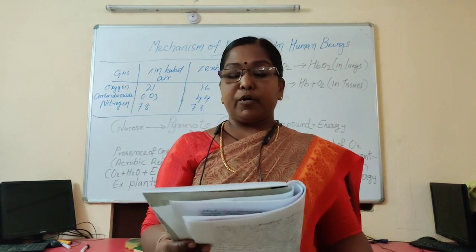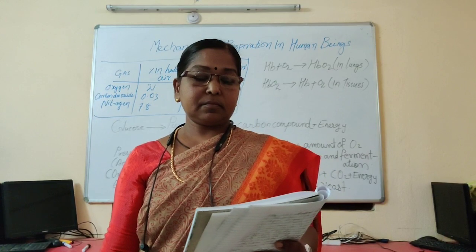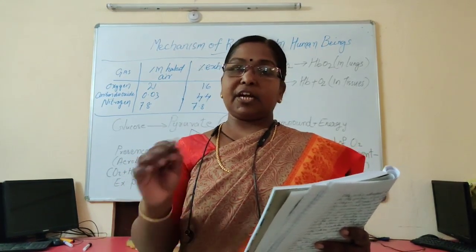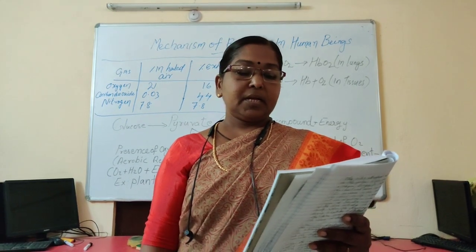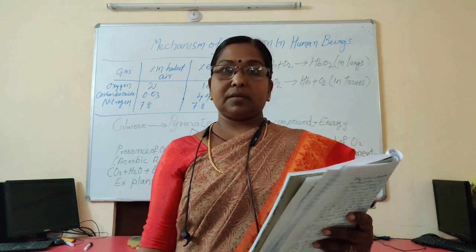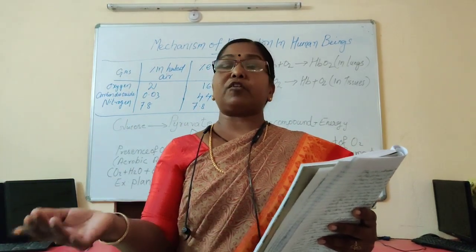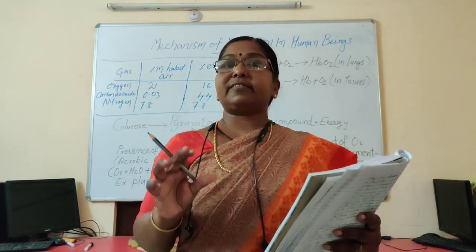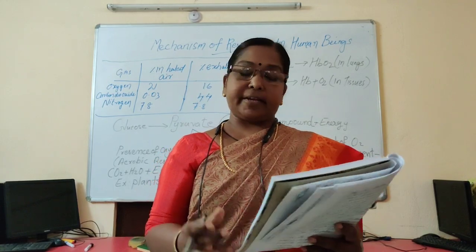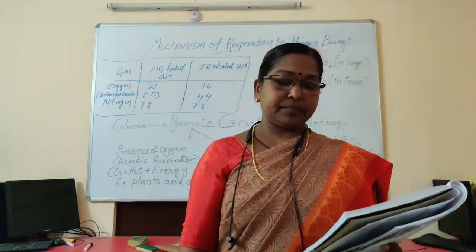Another important matter: our lungs are spongy in nature. They are not the same size. The left lung is slightly smaller than the right lung because the heart is situated on the left part of the chest. To give place for the heart, the left lung is a little smaller than the right lung.